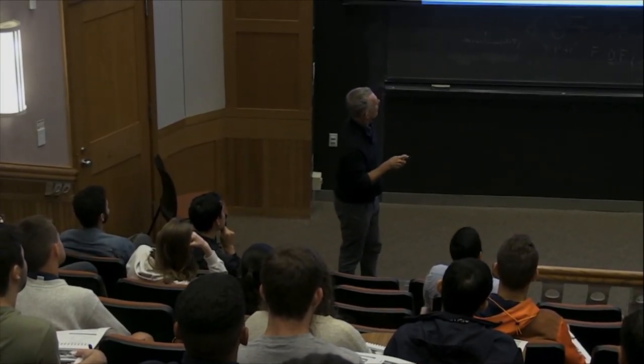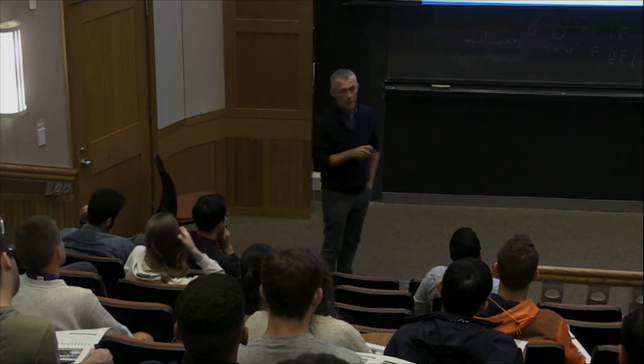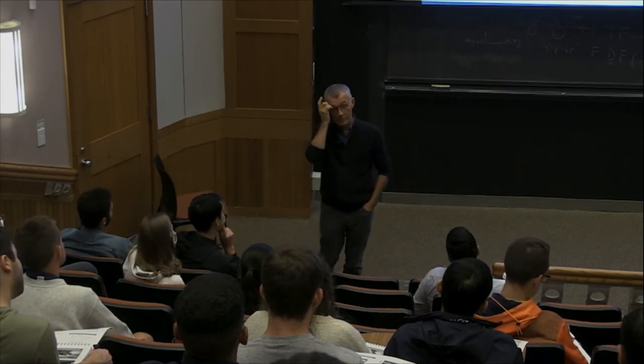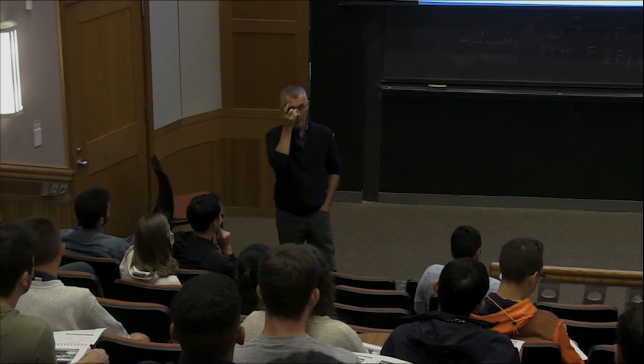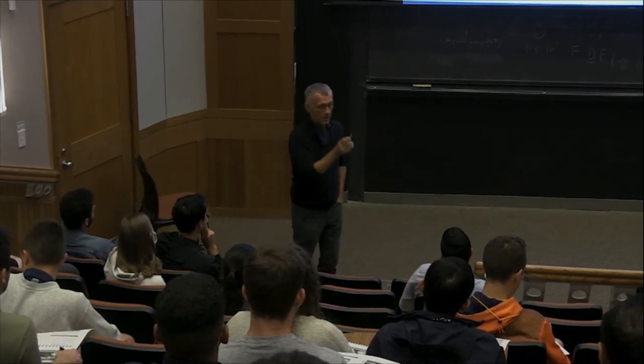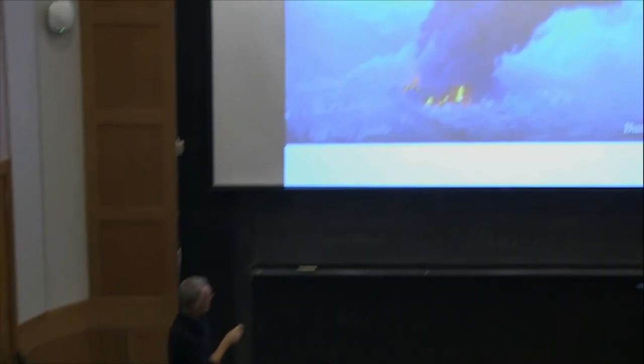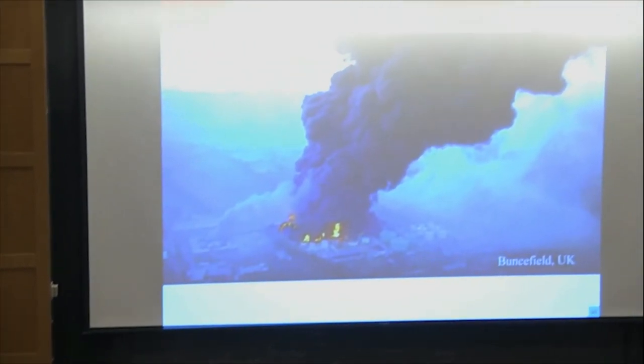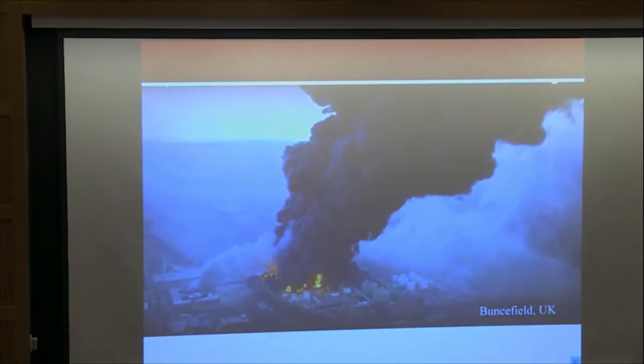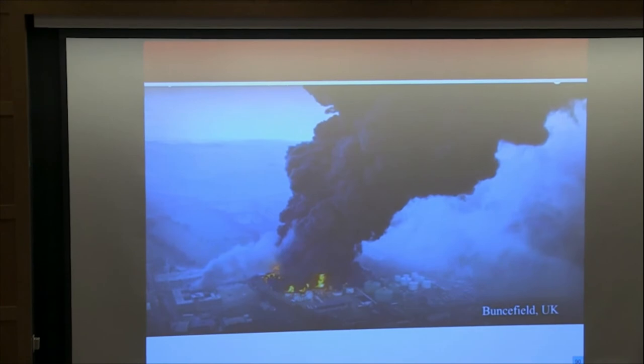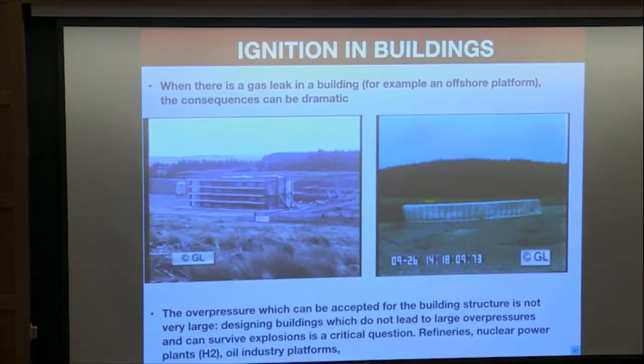So, Buncefield is probably the most famous one. We believe in Buncefield there was an explosion due to an interaction between the flames and the trees, which were outside. There was a leak of gas outside here, and so there was first a detonation, and after that everything started burning for a while. You can imagine the consequences.